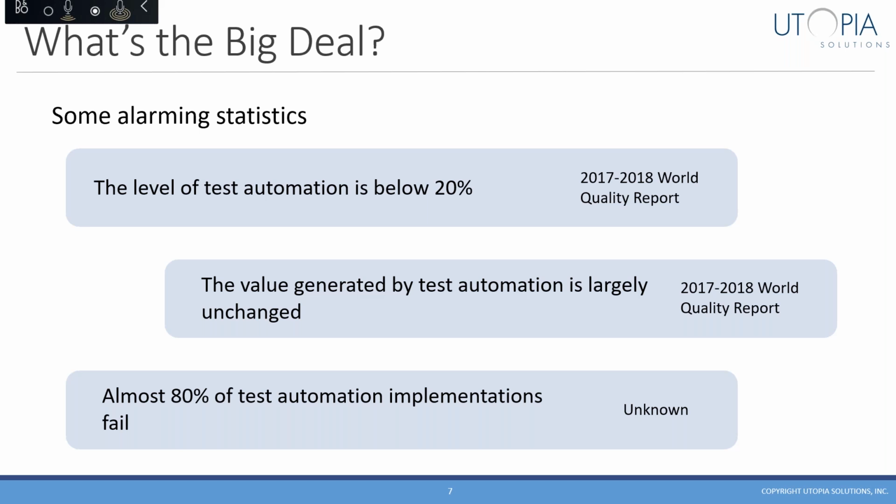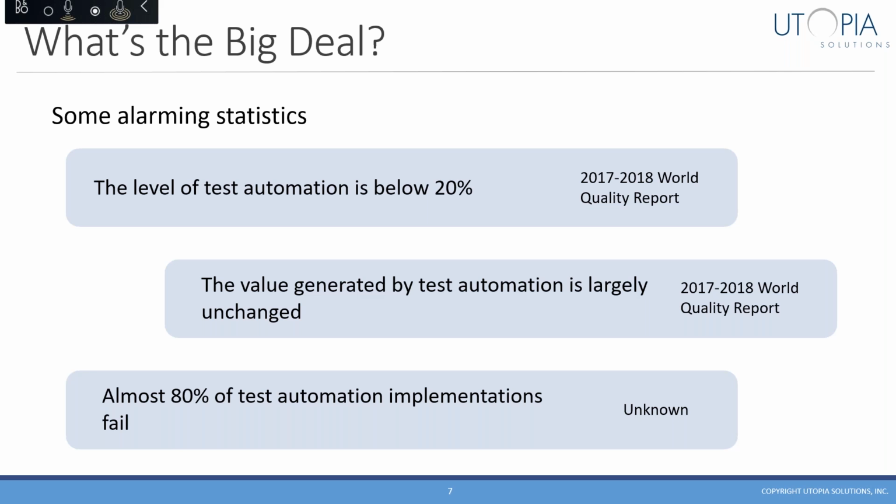Second, the report also shows that while that level of automation has been on an upward trend, the value that we realize from those automation efforts has been pretty much flat. So as we pour more and more resources into automation, we're not getting more value out of it, and that, of course, is an issue, especially if we're requiring automation to be successful in DevOps.